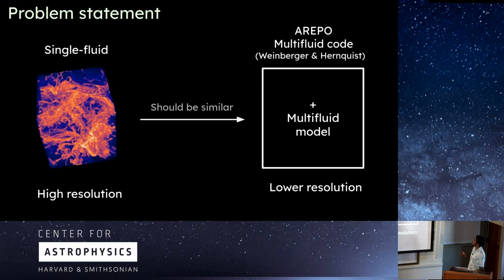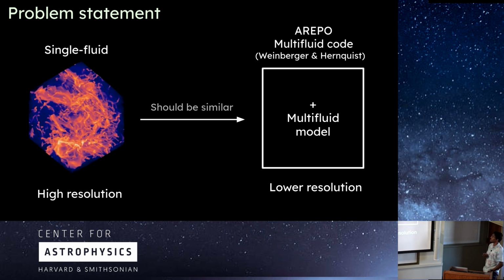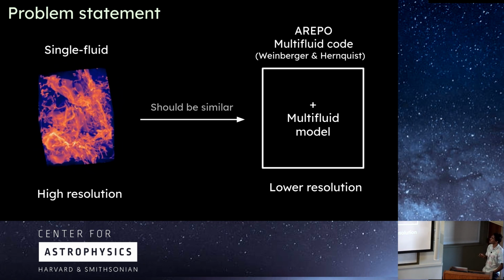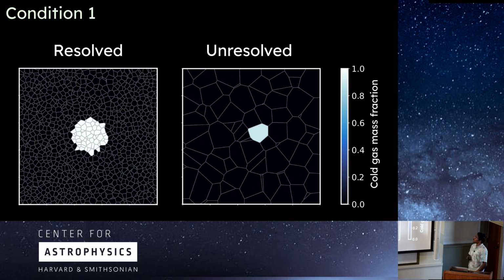And we are using this ARIPO multi-fluid code, which was released, I think, earlier this year or last year by Rainer and Lars. So there are a few conditions to when we say that the model is working. Of course, we want it to work when the cloud is unresolved. So here I'm showing the cold gas mass fraction in each cell. It's just a slice.